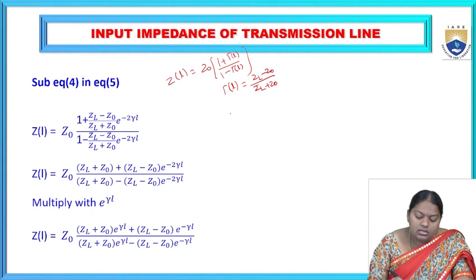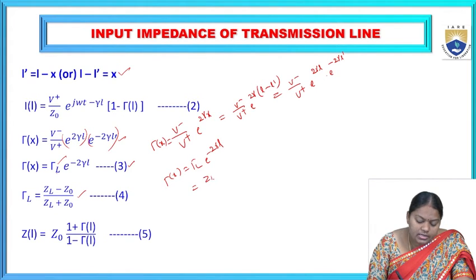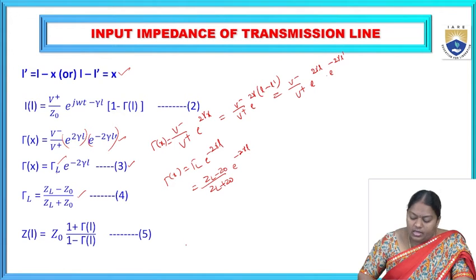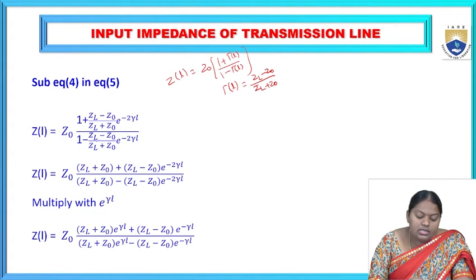And gamma of X is nothing but gamma L into e power minus 2 gamma L. If you substitute gamma L by ZL minus Z0 by ZL plus Z0 into e power minus 2 gamma L, then it becomes ZL minus Z0 by ZL plus Z0 into e power minus 2 gamma L, by 1 minus ZL minus Z0 by ZL plus Z0 into e power minus 2 gamma L. Okay. Now we simplify these two equations.